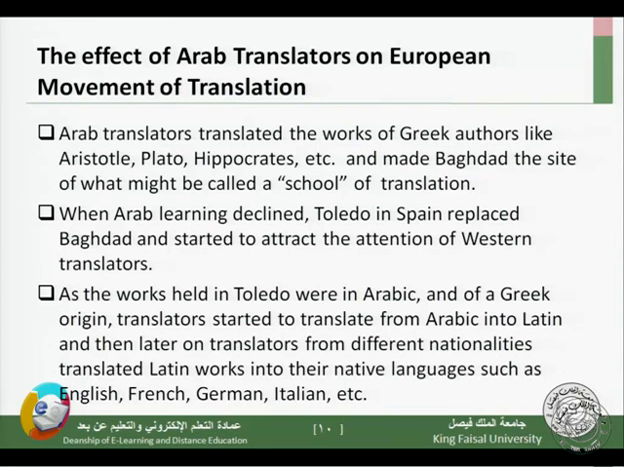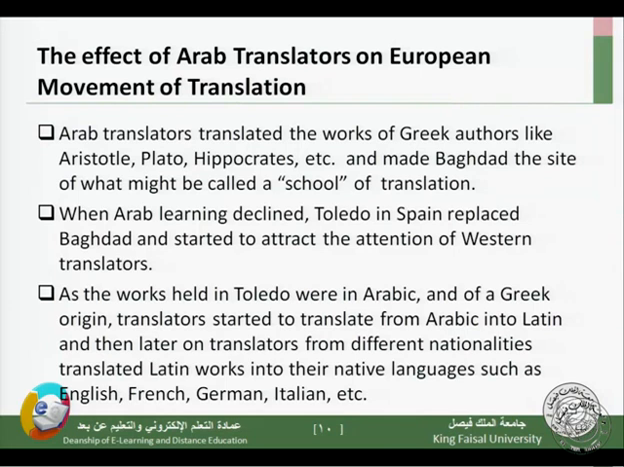But unfortunately, as you probably know, when the Arab civilization started to decline, who replaced Baghdad? Toledo, a city in Spain, replaced Baghdad and started to attract the attention of Western translators. So the Western translators went to Toledo, Spain, and started to work on translating what?